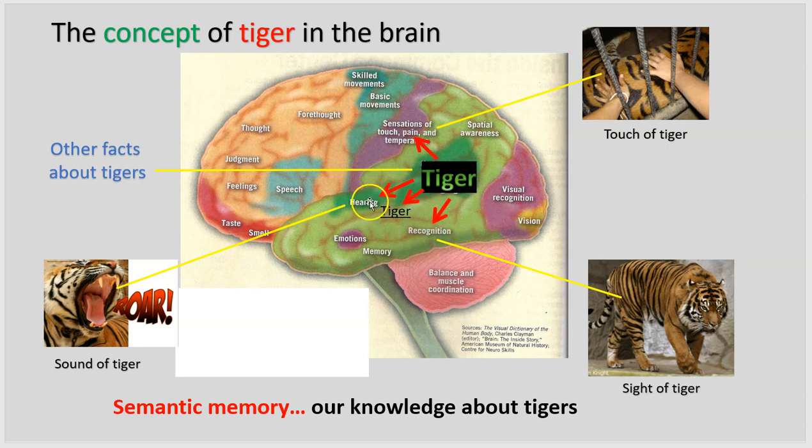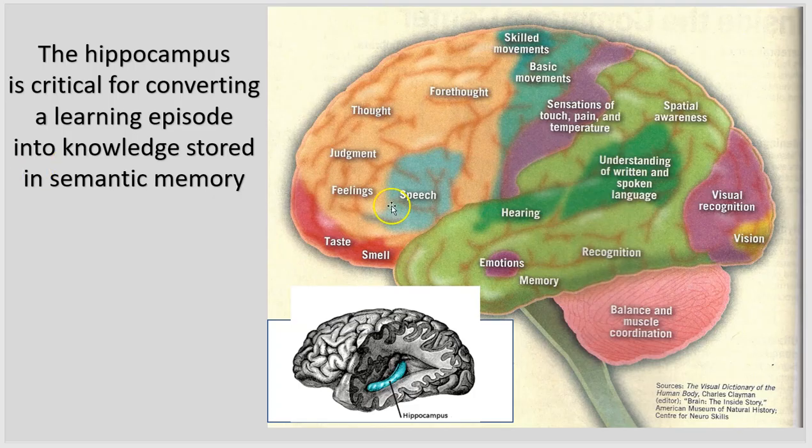The sound of a tiger is stored in another area. The word sound is stored in yet another one. But the brain is going to link all of those tiger bits of information together to form the concept of tiger in our semantic memory. Now, to build that semantic memory, we are now going to introduce a key structure that is necessary to increase the information stored in semantic memory, and that's the hippocampus.